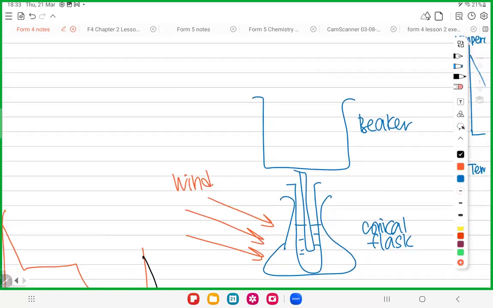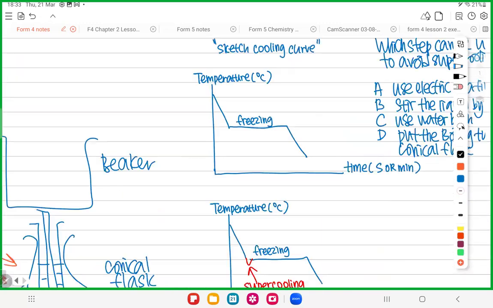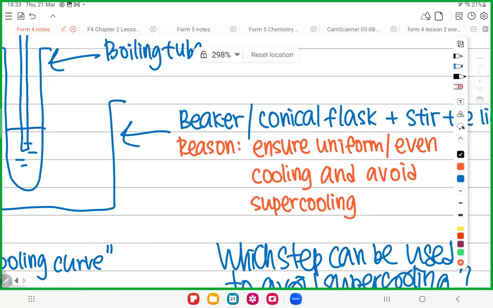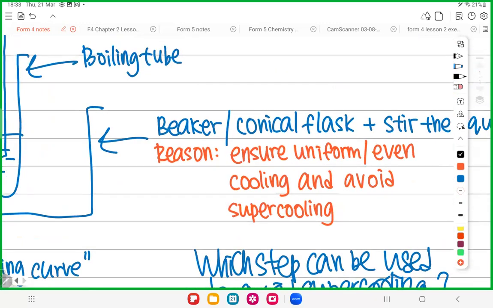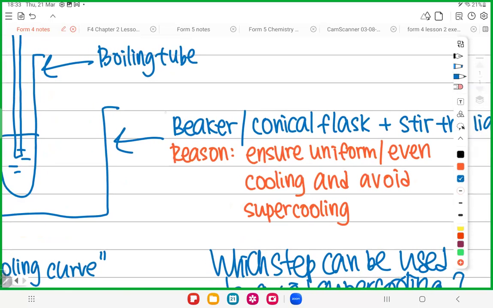Okay? So guys, why do we need to put a beaker or conical flask? We want to ensure that we have a uniform cooling process and we want to avoid super cooling. So let me know in the chat box, are you okay with why we need to use a beaker or conical flask? Are you okay, guys?